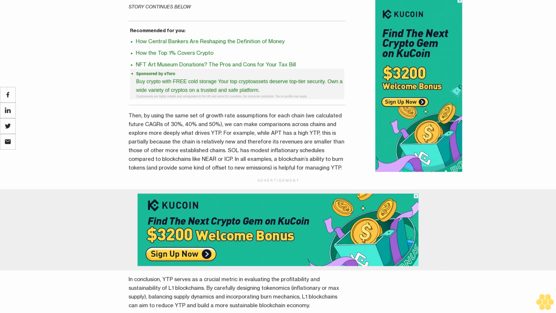In conclusion, YTP serves as a crucial metric in evaluating the profitability and sustainability of L1 blockchains. By carefully designing tokenomics, inflationary or max supply, balancing supply dynamics, and incorporating burn mechanics, L1 blockchains can aim to reduce YTP and build a more sustainable blockchain economy.